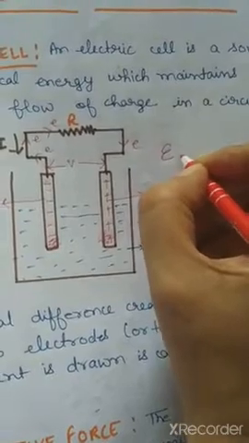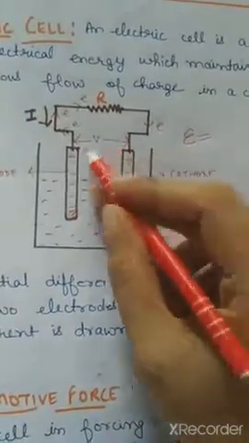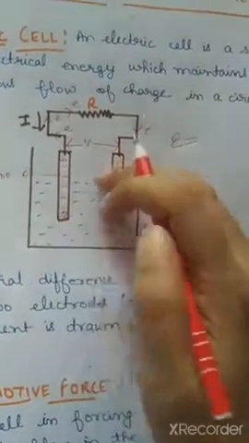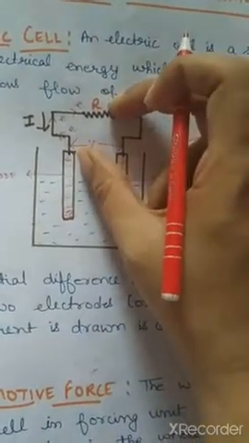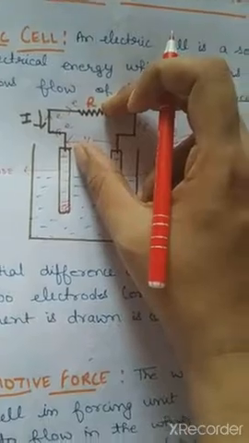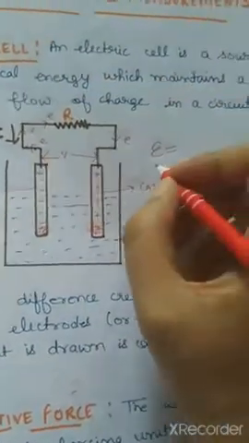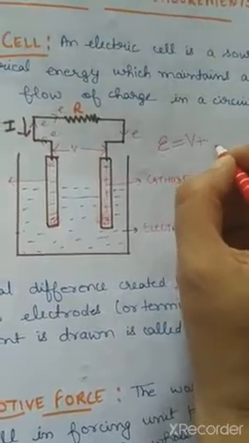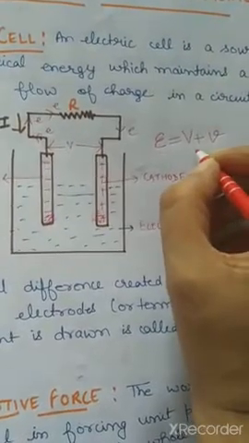Is it so? Also we know that inside the cell the work done is known as the voltage drop, and outside in the circuit it is known as the terminal potential difference or terminal voltage. So EMF will be equal to the sum of the terminal voltage plus the voltage drop.